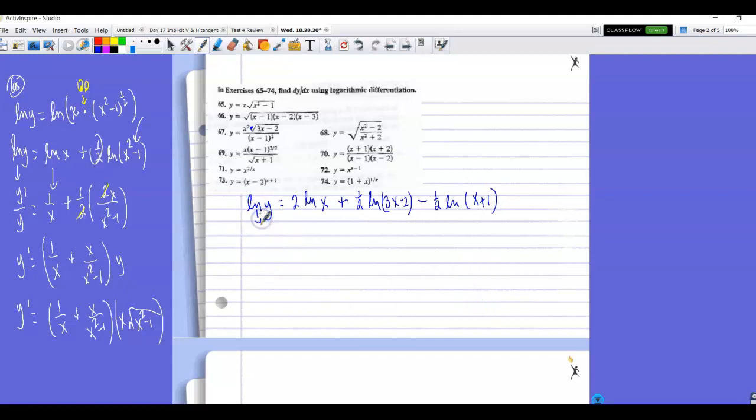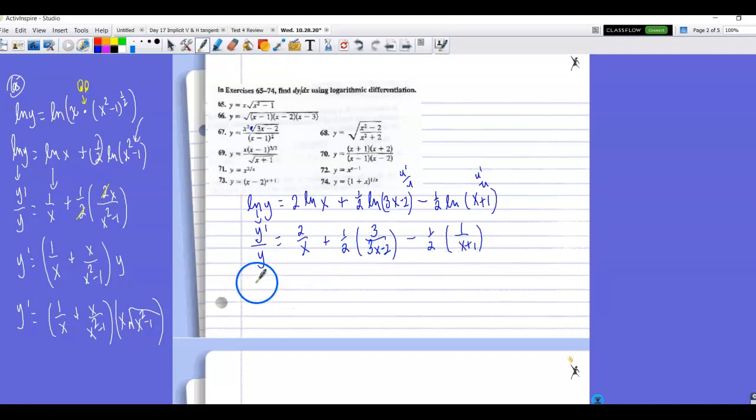On the left-hand side, the derivative of ln of y is y prime over y. On the right-hand side, the derivative of ln of x is 1 over x, so that gives me 2 over x. The derivative of ln of u is u prime over u, so I have a coefficient of 1/2. u prime is 3 over 3x minus 2, minus the coefficient of 1/2. Here's u prime over u again, so I have 1 over x plus 1.